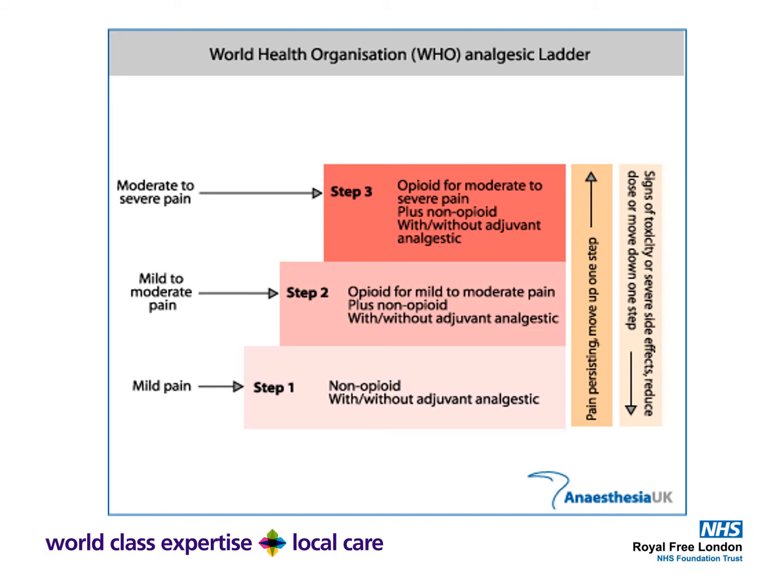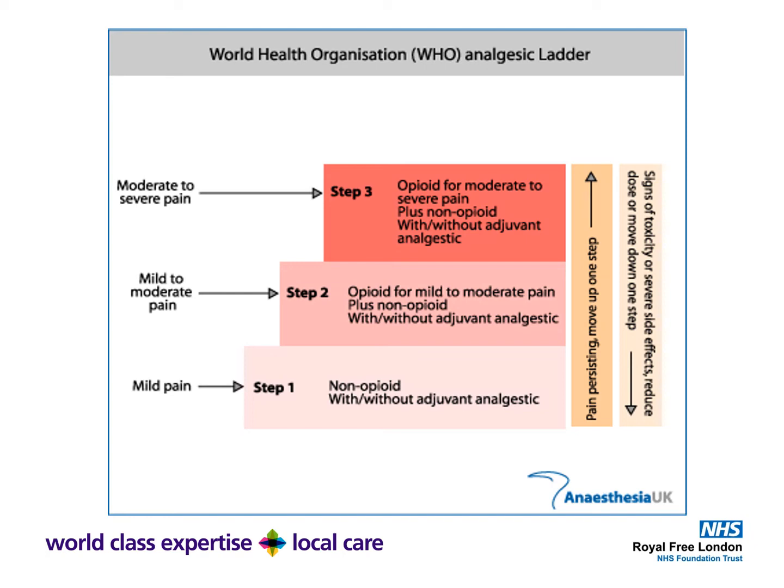So the foundation, if you like, of prescribing and treating patients who are in pain is described by the World Health Organization Analgesia ladder. And as you can see, there are 3 steps. The first one is mild pain, where we will treat this with non-opioid with or without adjuvant analgesics. Mild to moderate pain in step 2, opioid for mild to moderate pain plus non-opioid with or without adjuvant. And then step 3 would be opioid for moderate to severe pain plus non-opioid with or without adjuvant analgesic.